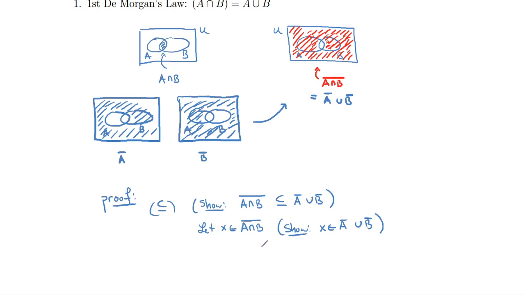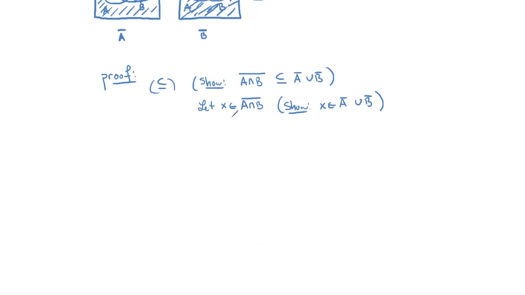Okay. Now, what would this mean? As soon as I assume that x is an element of this set, it must mean something, and by definition, we do have a definition for this, right? So if we're saying we're in the complement, then we could say that x is not an element of the intersection. Okay, but what is this intersection? The intersection is the collection of x's such that x is in A and x is in B.